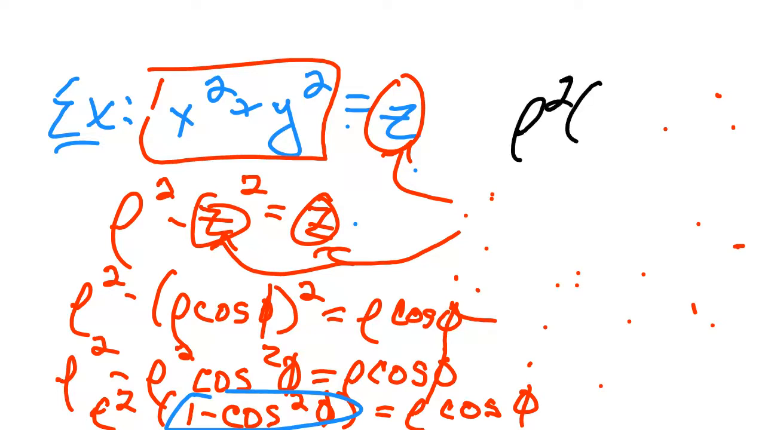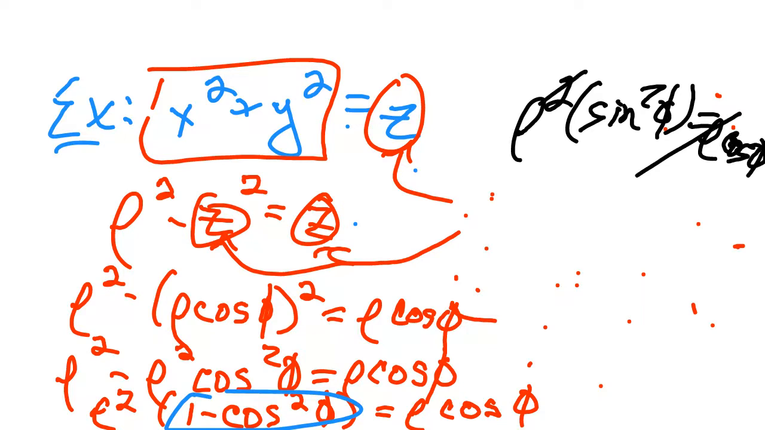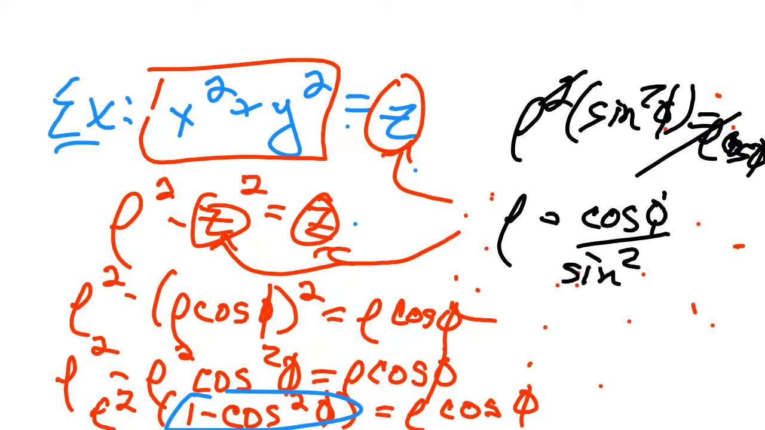Rho squared times sine squared phi equals rho cosine phi. Of course, the one rho would cancel, right? So I've got rho, and then if I divide both sides by sine squared phi, I've got cosine phi over sine squared phi equals rho. That's what I got. Right? Now, we could rewrite this a little bit different. If I wanted to rewrite this as cosine phi over sine phi times 1 over sine phi.